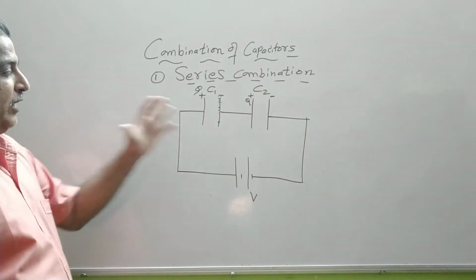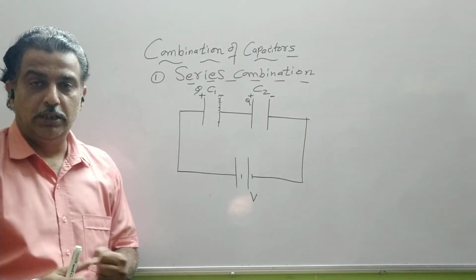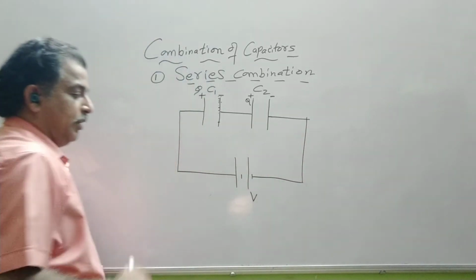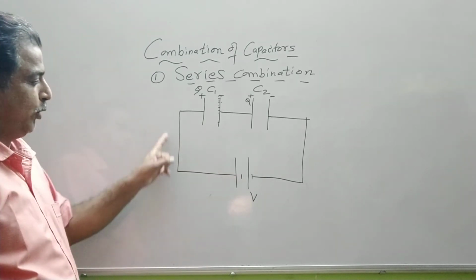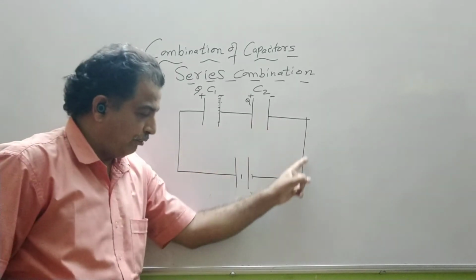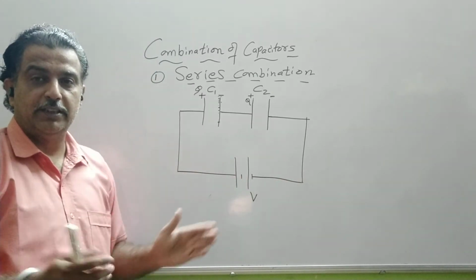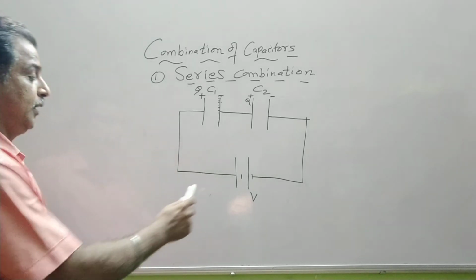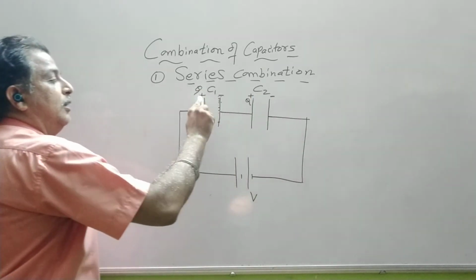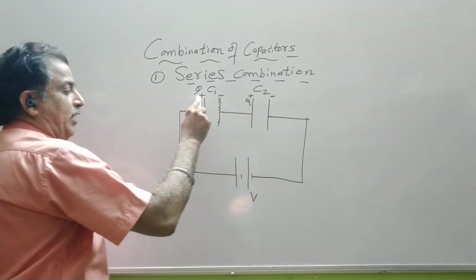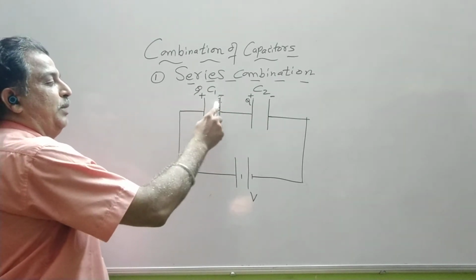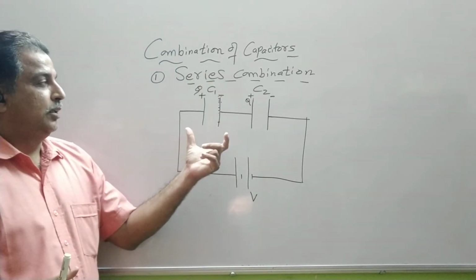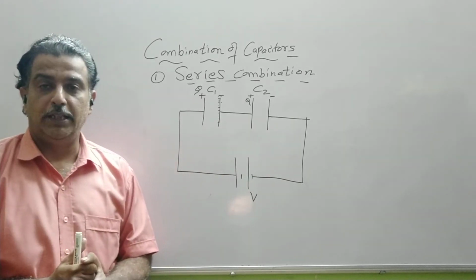To check whether it is a series or parallel combination, one way is to move from the positive terminal to the negative terminal. When we move from positive to negative terminal, there is no division of the path. In a parallel combination, we will see a division of the path. Here there is no division, and all the plates are alternately charged, plus minus plus minus. Such a combination results in a series combination.